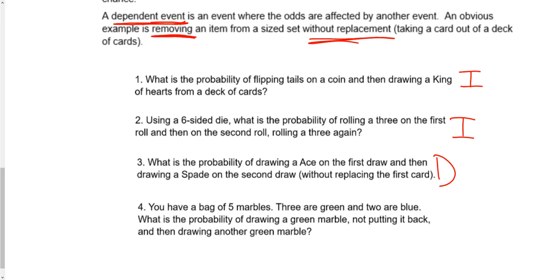This is another dependent one. Key words again, not putting it back, without replacing. Number 1 and number 2, there are two events that don't affect one another. So that's why they're independent.